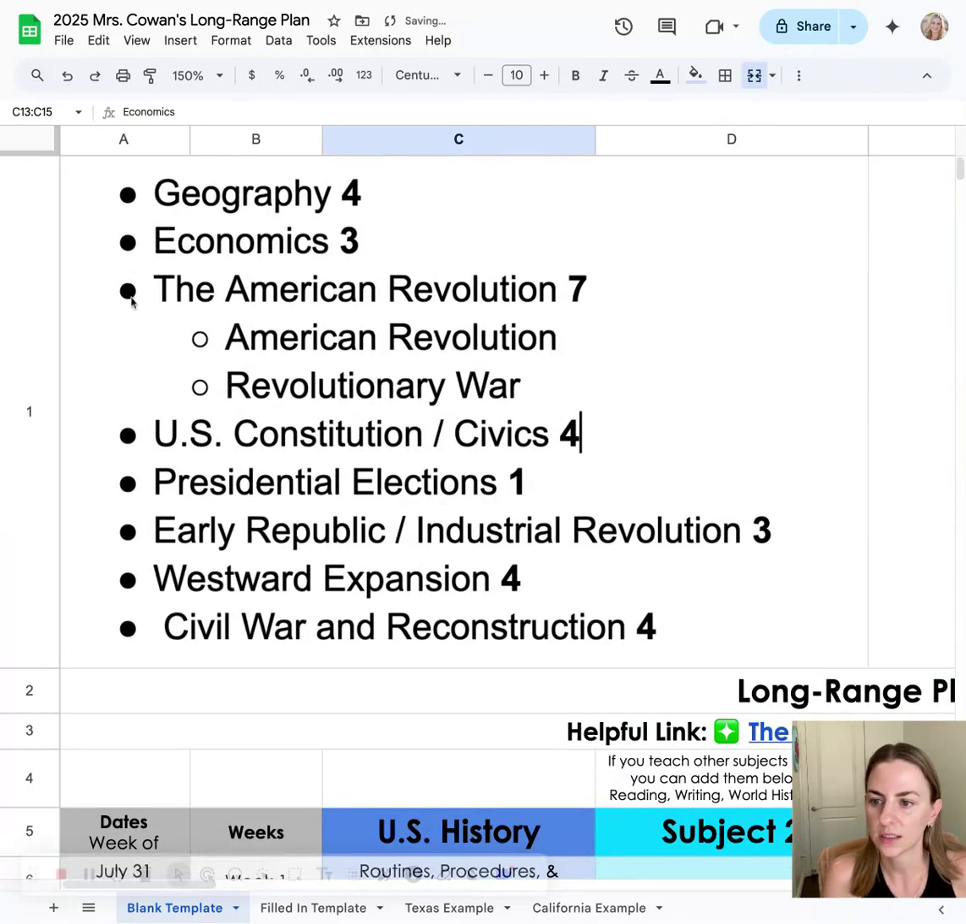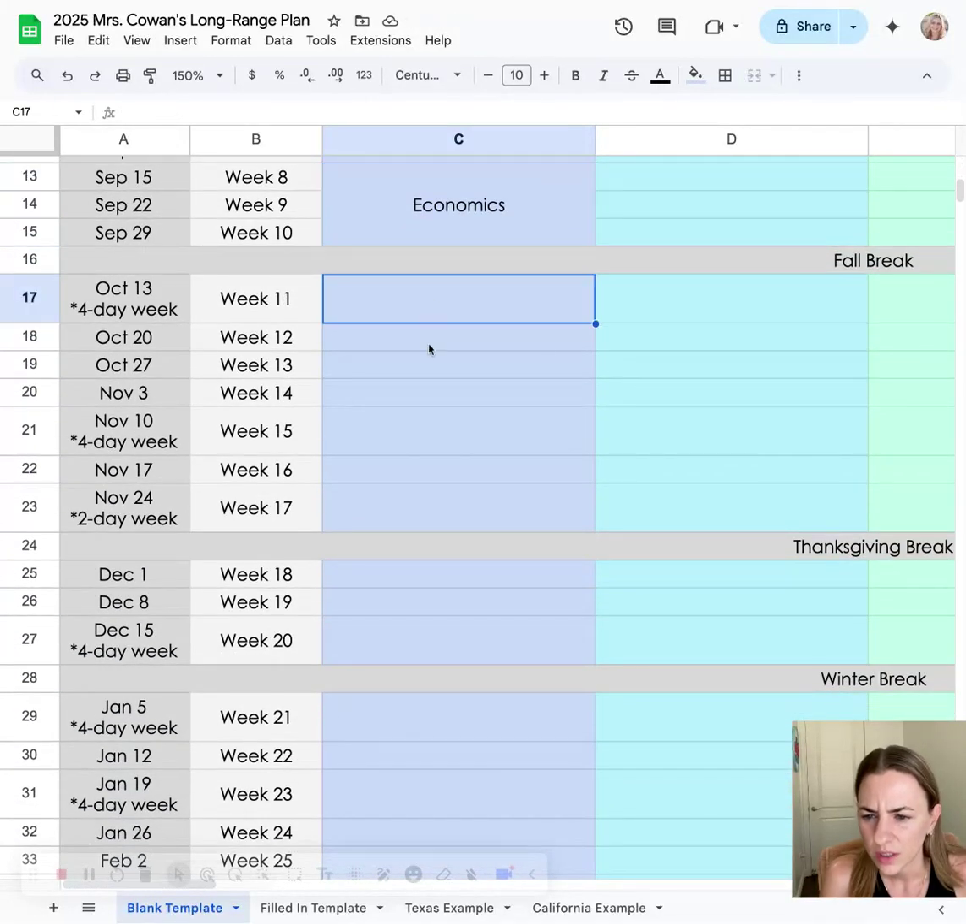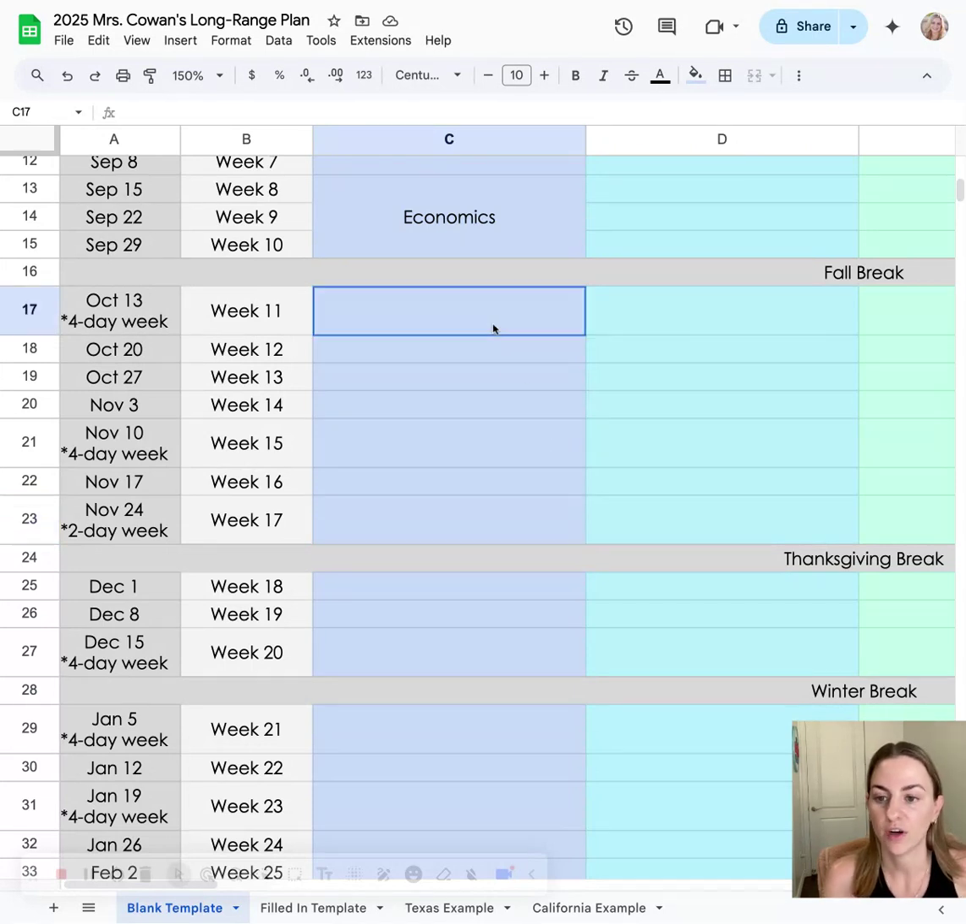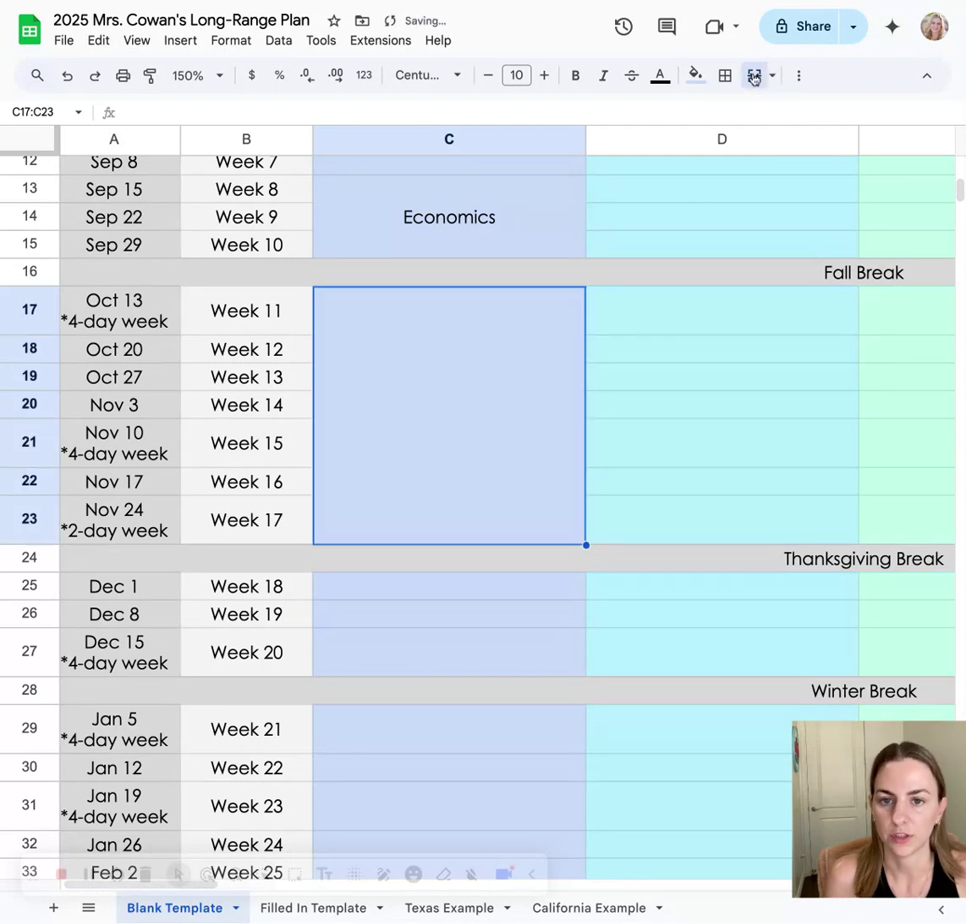Okay, next I have 7 weeks for the American Revolution. 1, 2, 3, 4, 5, 6, 7. Okay, once again, it's not always going to work out like this, but I love that after fall break, I have exactly 7 weeks between fall break and Thanksgiving break. So that will all be American Revolution. I'm going to merge those together.